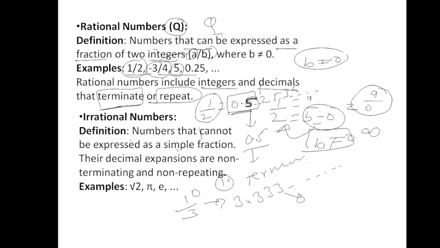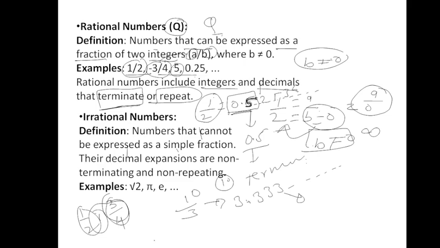Now we move to irrational numbers. What is an irrational number? A number that cannot be expressed as a simple fraction, like 1 by 2, 3 by 4, and so on. These are examples of simple fractions. A number that cannot be expressed as a simple fraction has a decimal expansion that is non-terminating and non-repeating.